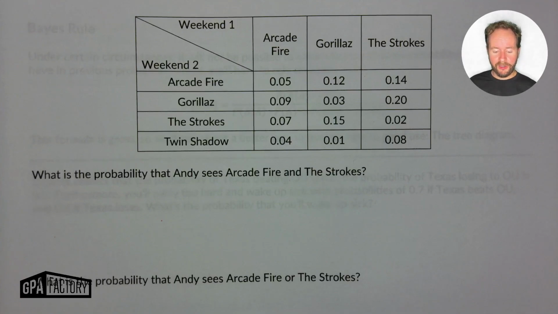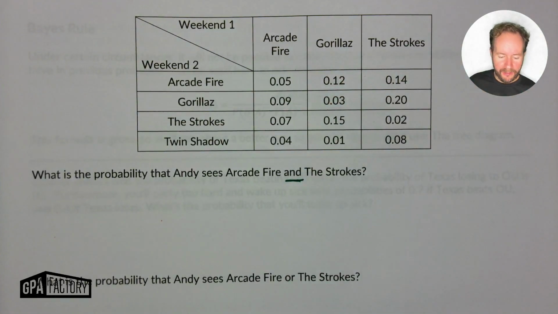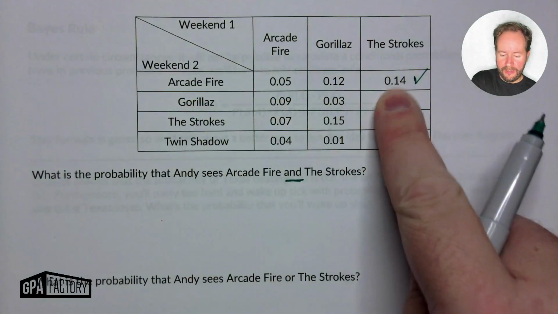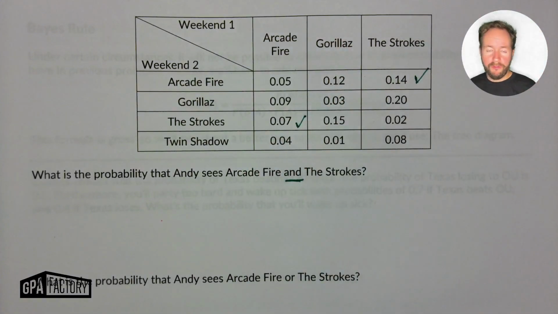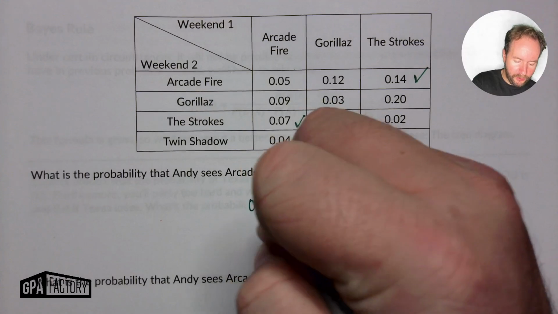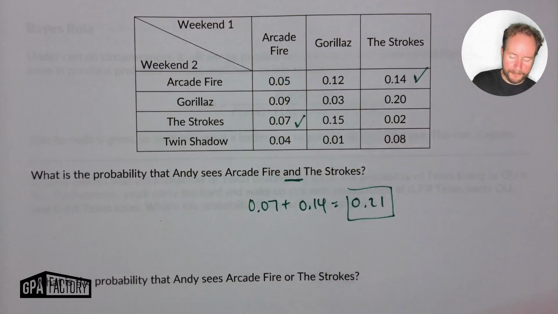What's the probability Andy sees Arcade Fire and the Strokes? So I need Arcade Fire and the Strokes. This will work. So will this. 0.07 is Arcade Fire weekend 1, but the Strokes on weekend 2. So notice there's two ways to get this done. I can see Arcade Fire on weekend 1 and the Strokes on weekend 2, or I can see the Strokes on weekend 1 and Arcade Fire on weekend 2. Adding those together, 0.07 plus 0.14 gives me 0.21.